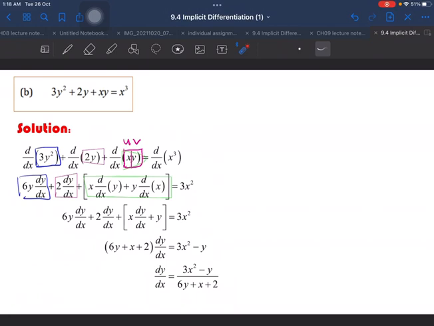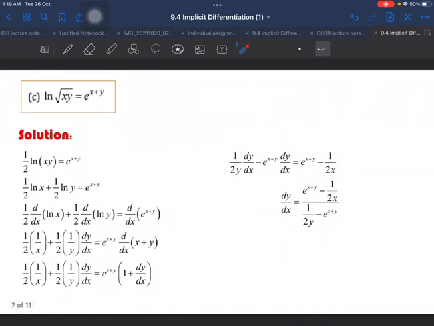And then we simplify, we can get 6y plus x plus 2, multiplied with dy over dx, equal 3x squared minus y. And then we simplify, we get the answer dy over dx equal 3x squared minus y over 6y plus x plus 2. Okay, we have settled question B.